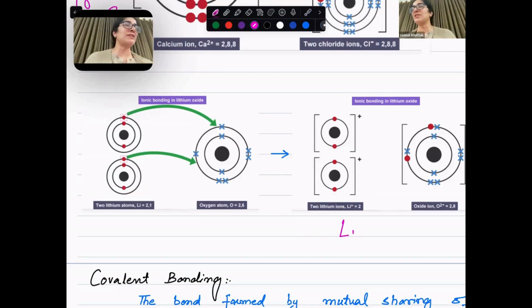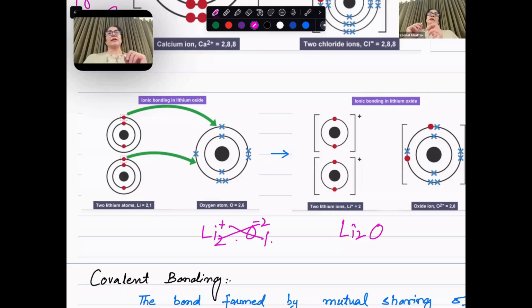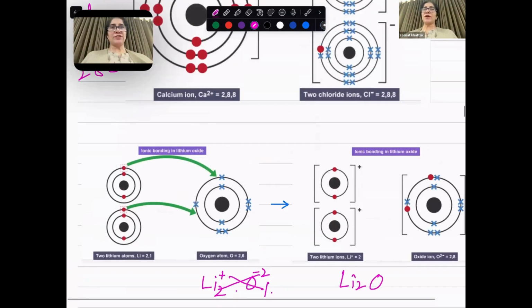How many lithium? 2. Li2O. You can even think like this: Li plus, O minus 2. The 2 comes down, the 1 comes down like this. I hope you understand ionic bonding.